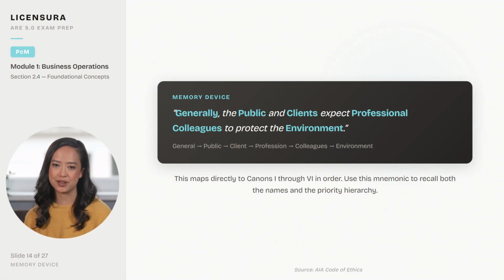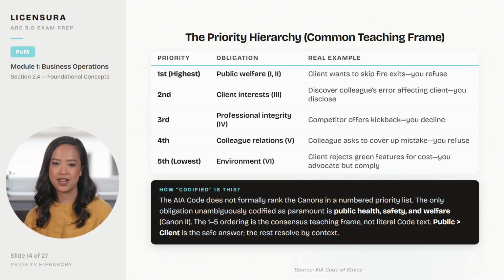Now, the part that really matters for the exam is the priority hierarchy. When two canons conflict, which one wins? Public welfare is always first. Always. No exceptions. If a client wants you to skip fire exits to save money, you refuse. Canon 2, public safety, outranks Canon 3, client interests. Every single time.